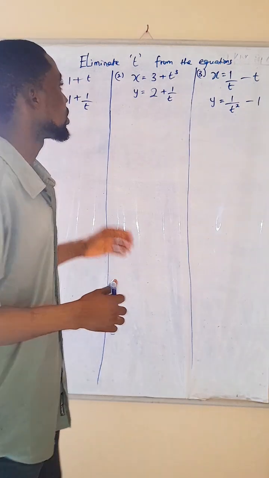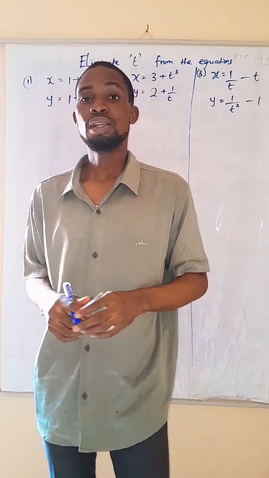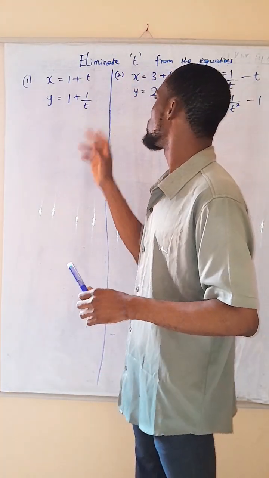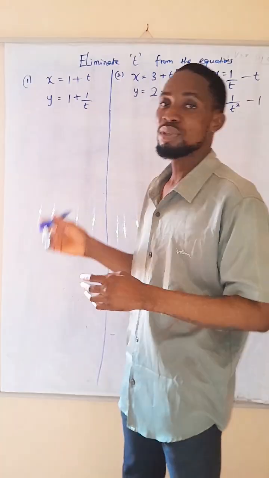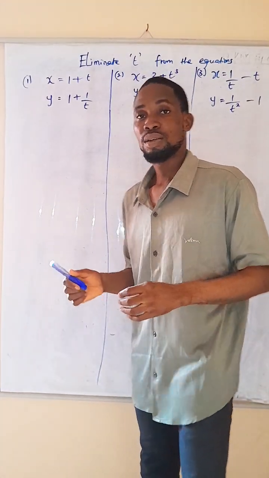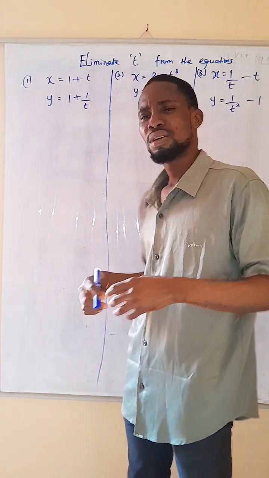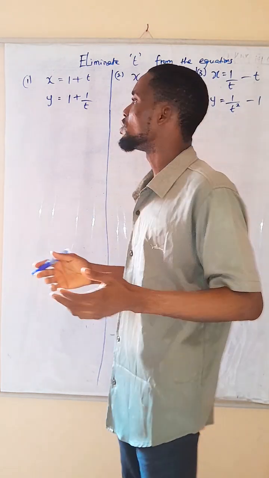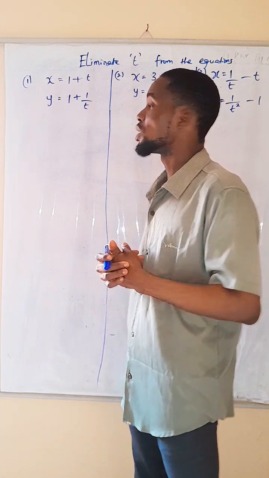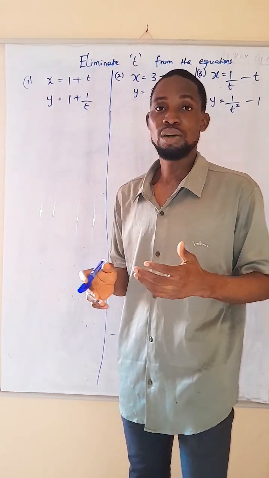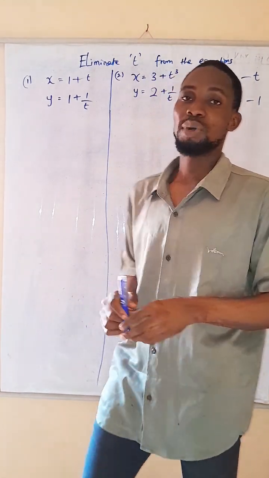Now the idea about elimination is such that you have to look for a link in both equations, that when you substitute from the first one and apply to the second, or when you use the first equation and apply to the second, or possibly both equations and apply to themselves back, you get your equation without t. So how do we go about it?